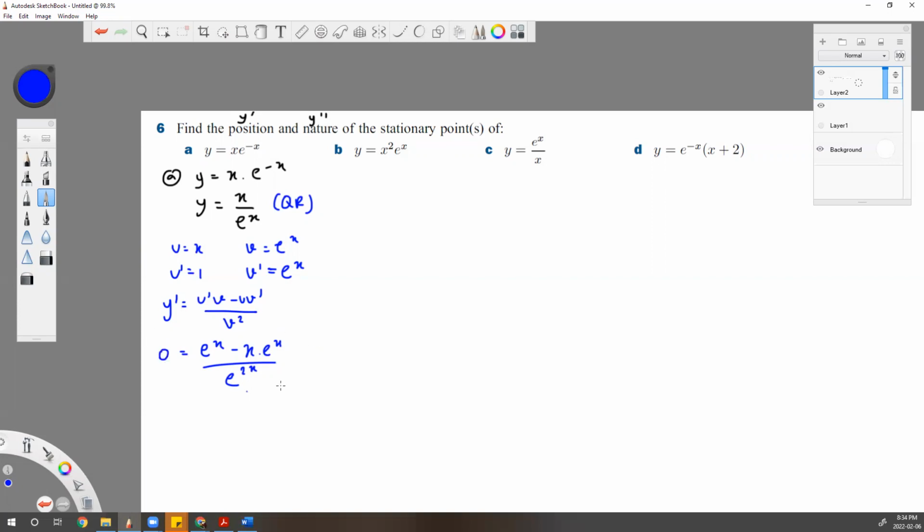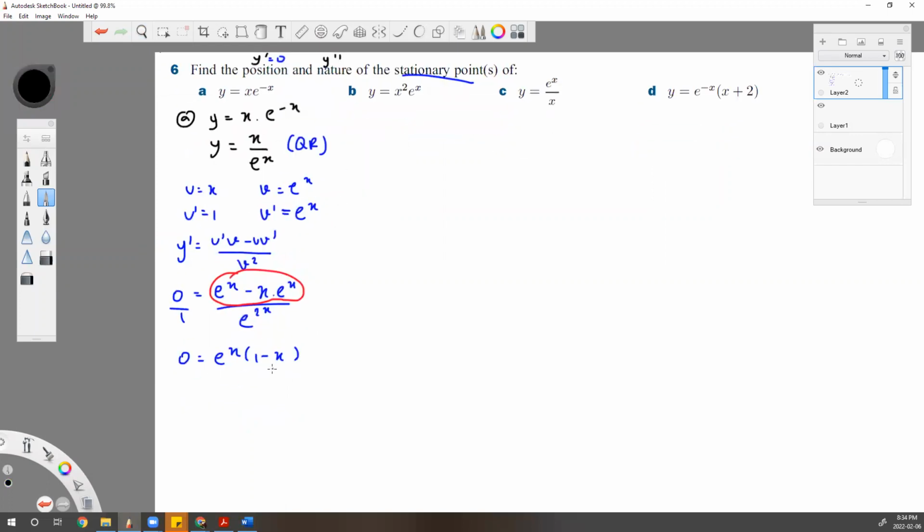And it has to be 0, right? And then cross multiply, because stationary point means the first derivative is equal to 0 as always. So 0 equals, cross multiply, e power x times 1 minus x. I just factorize this part. I put the e power x out of the equation. So first thing first, x equals 1, right? And you get x equals 1. We know that the stationary point is y equals 1 times e power negative 1, or y equals 1 over e.